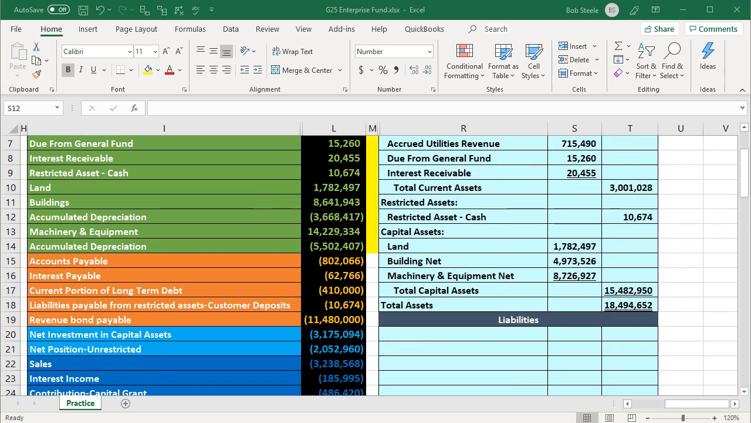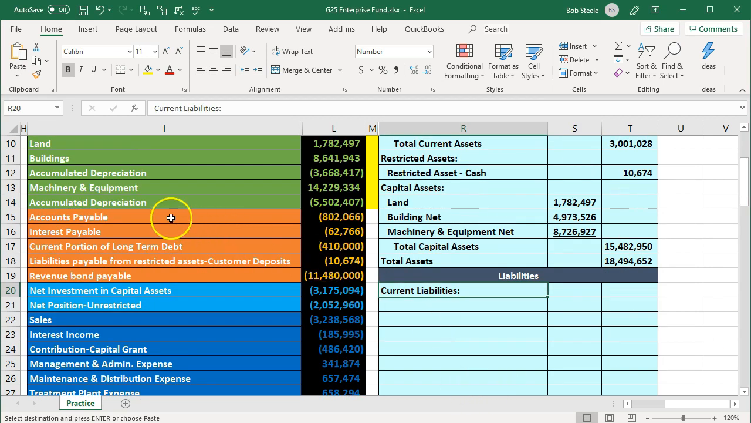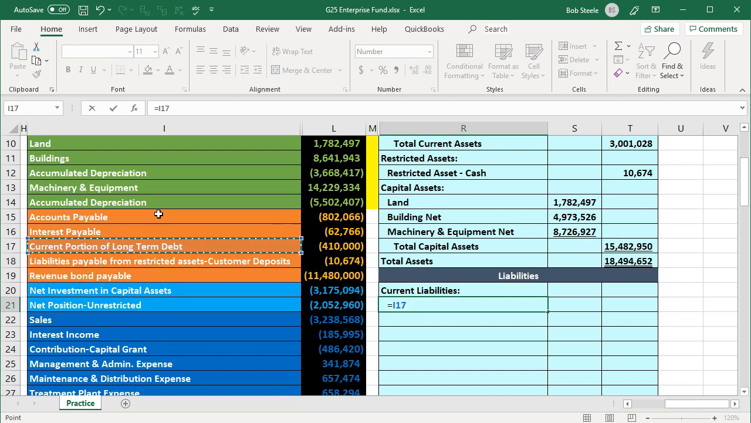Now we're going to go to the liabilities. So liabilities are going to have current liabilities. So we'll start off with the current liabilities. And we've got the accounts payable, the interest payable, the current portion of the long-term debt. Those are all going to be the current liabilities. So we're going to say, all right, this equals the accounts payable. We have the interest payable. We have the current portion of the long-term debt.